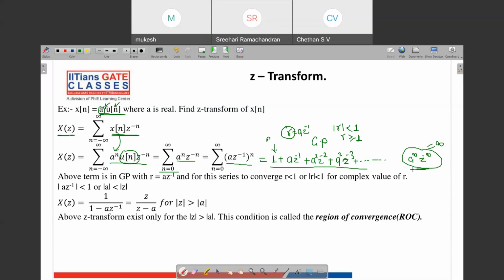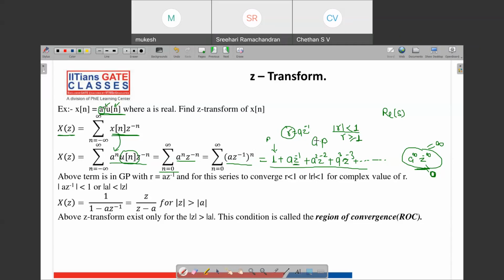But if it is less than 1, then this will converge to 0. So because of that, we want this number to be less than 1, then only this GP will converge. Just like in the Laplace transform, we have some real value of s which makes the Laplace transform converge, similarly, we have some range of values of z for which this z transform is going to converge.